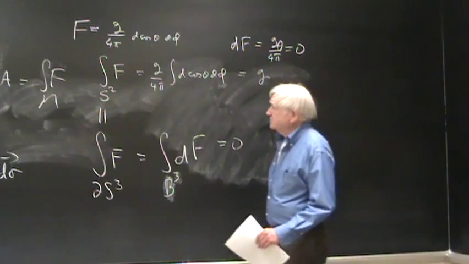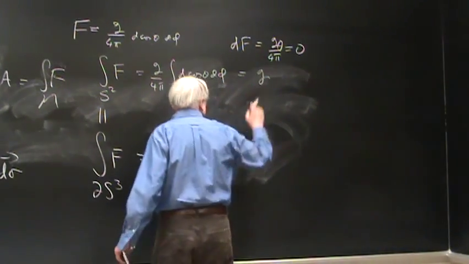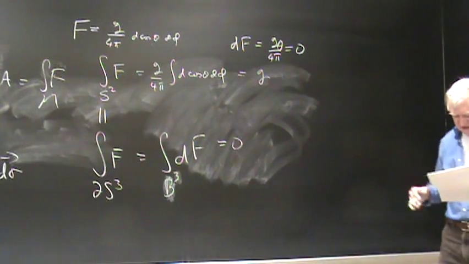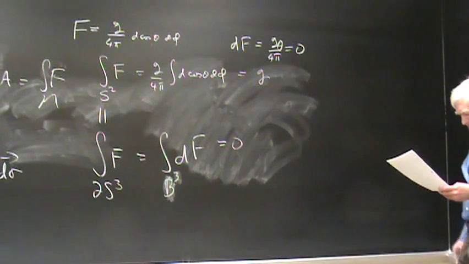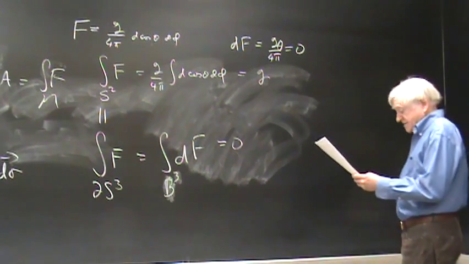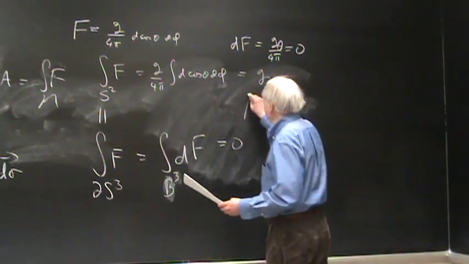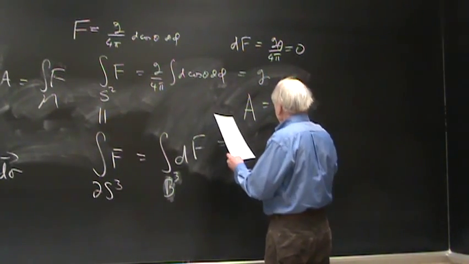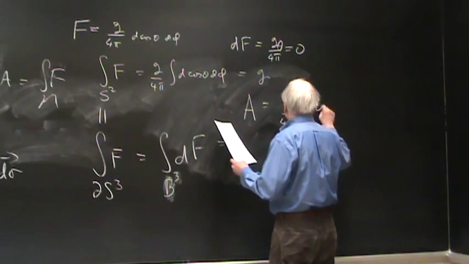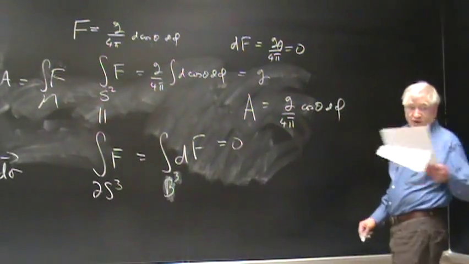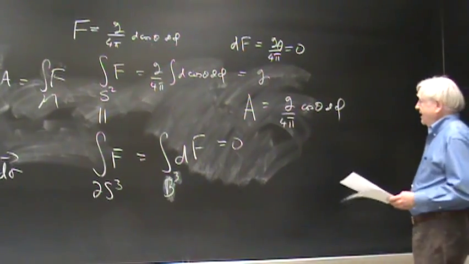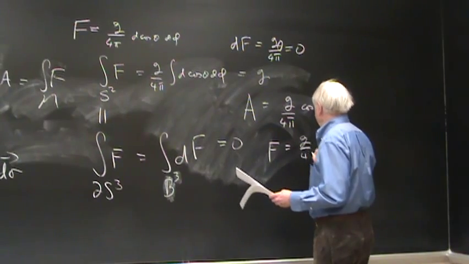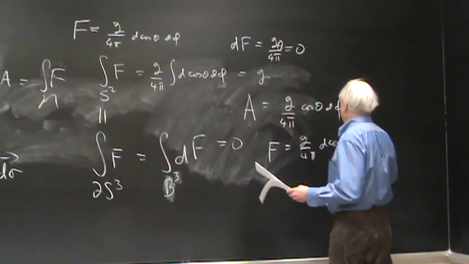And yet, integrating F, we seem to get the right charge. So what's going on? Why is something funny happening here? Well, the answer is, let's consider the corresponding A. Let it be g over 4 pi cosine theta d phi. So this is the one form that we talked about before. Now that gives you F as g over 4 pi d cosine theta d phi.